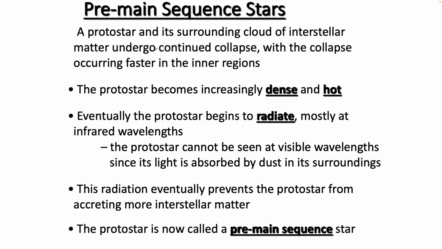As a result of this radiation going outward from the protostar, there is something called radiation pressure. Because of the radiation going outward, at a certain point there will be a limit to this accretion of more matter from the interstellar matter. So it will stop at a certain point. When that happens, we say that the protostar is now called a pre-main sequence star.